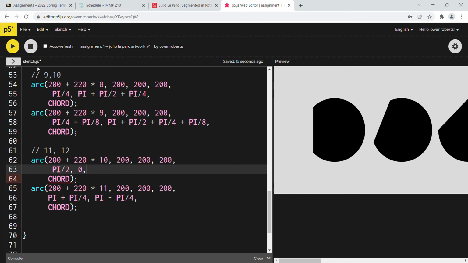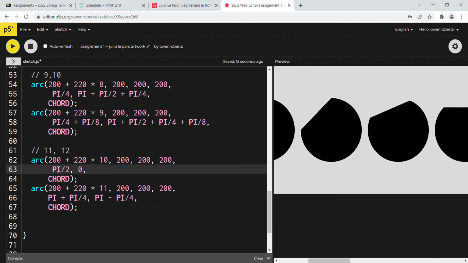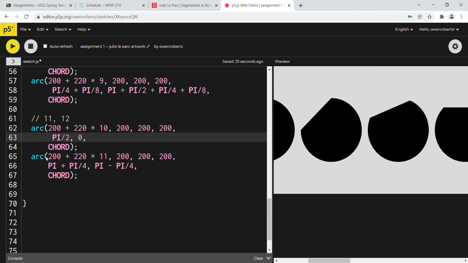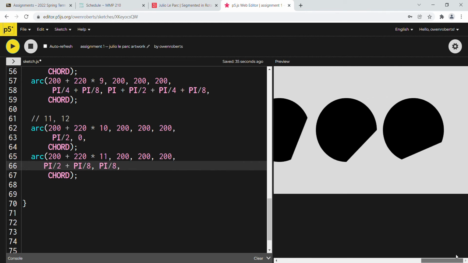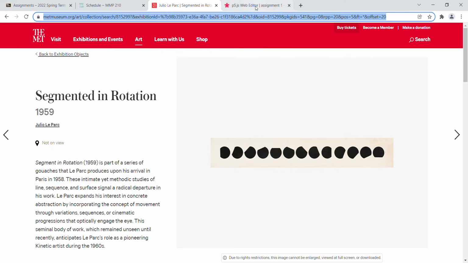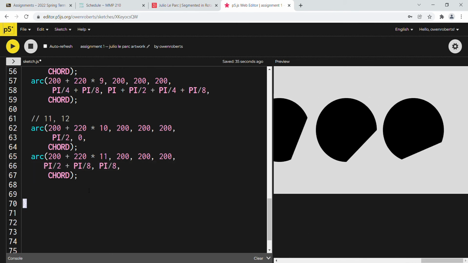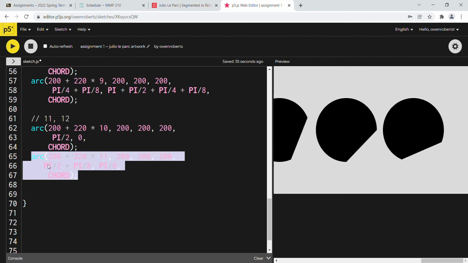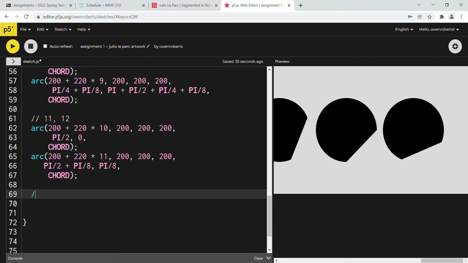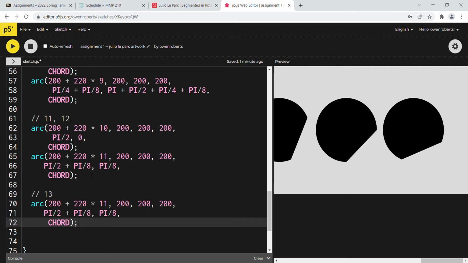So we're coming around the end. All right, and then we just have one more. So this one's easy, pi over 2 plus pi over 8 and pi over 8, comma. Okay, let's see if it looks the same. Oh, there is one more that we don't have. Okay, so 13, I'll just copy this one and paste it in.